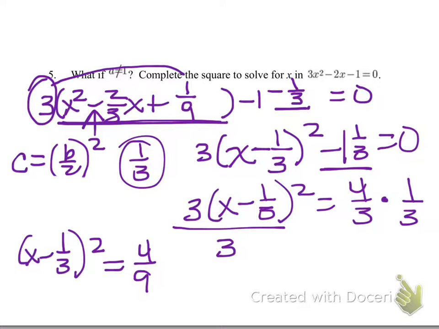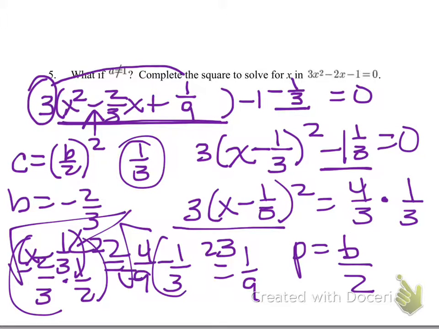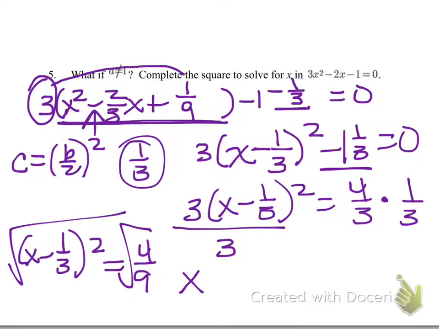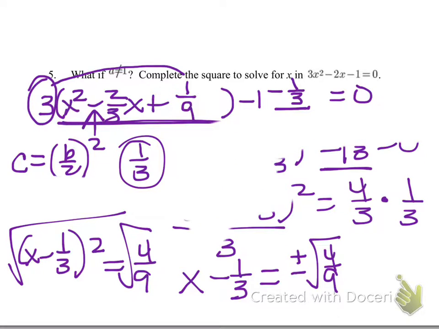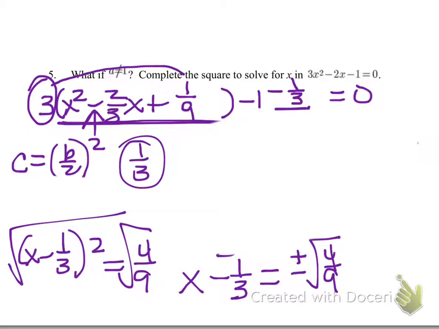I have to take the square root of both sides now. So I get x minus 1/3 equals plus or minus the square root of 4/9. I'm going to erase a little bit more so you can see what I'm doing. Next, x minus 1/3 still equals plus or minus 2/3, because the square root of 4 is 2 and the square root of 9 is 3.